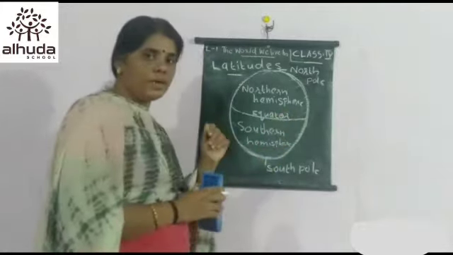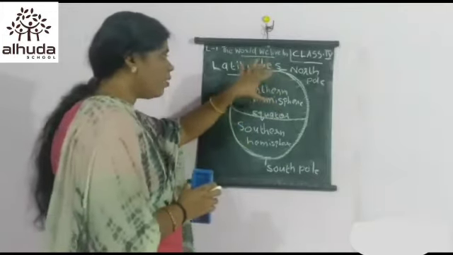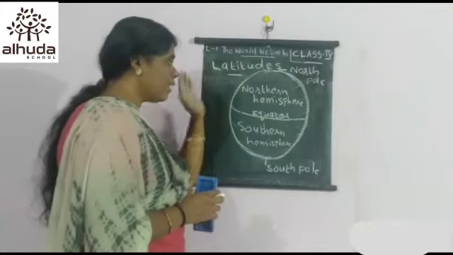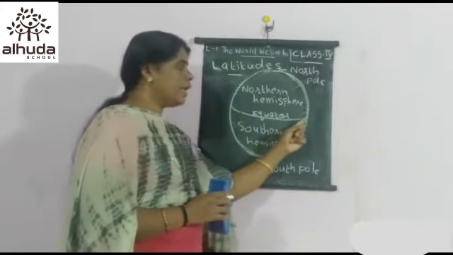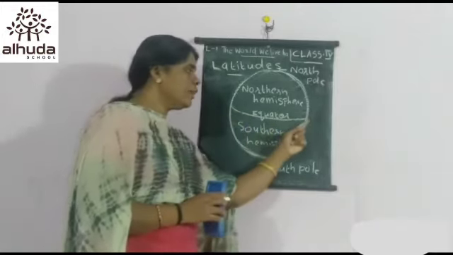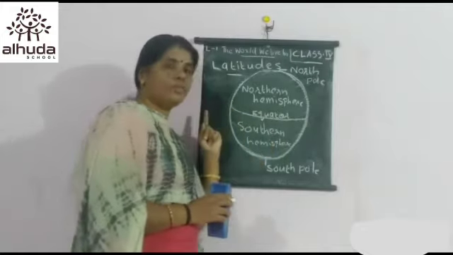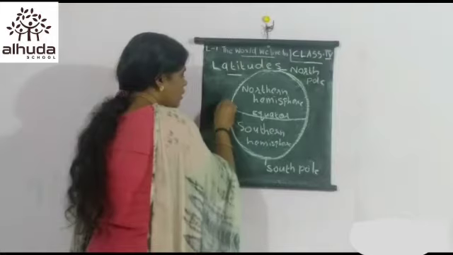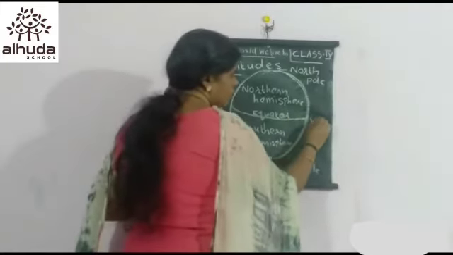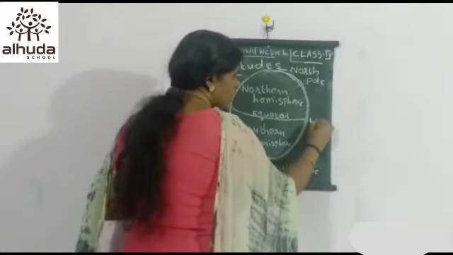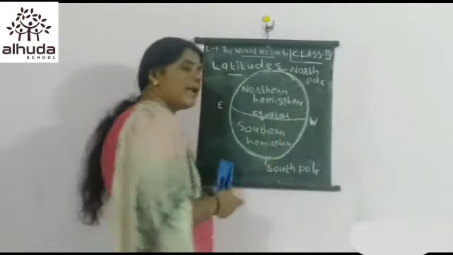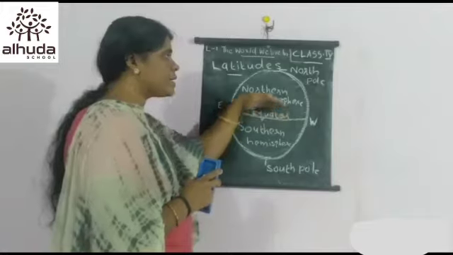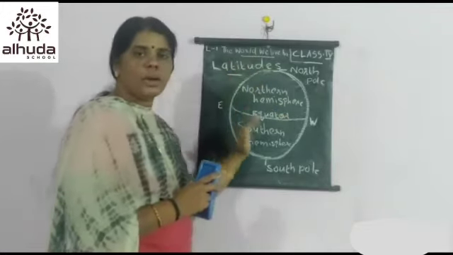Southern hemisphere. Understood? Now we are learning about latitudes. What are they? For that, I am telling about one imaginary line which is drawn in the middle of the earth. In which direction is it drawn? It is the east-west direction. That line is called what? The equator. That equator divides the earth into two equal halves.